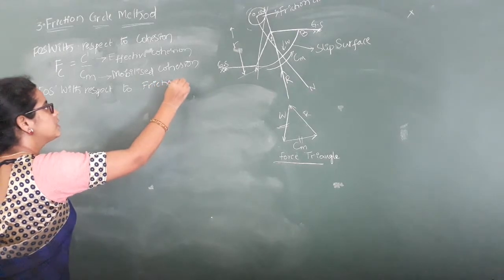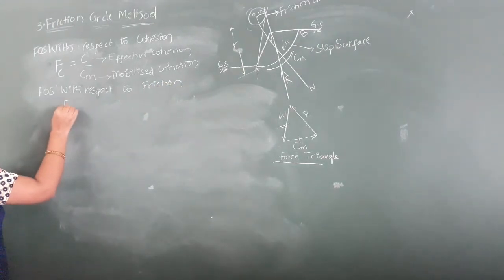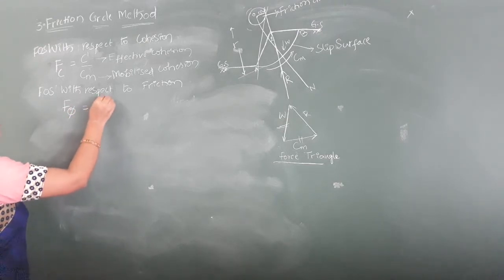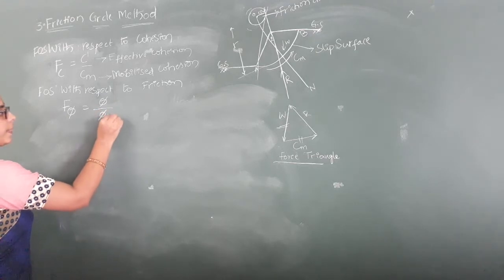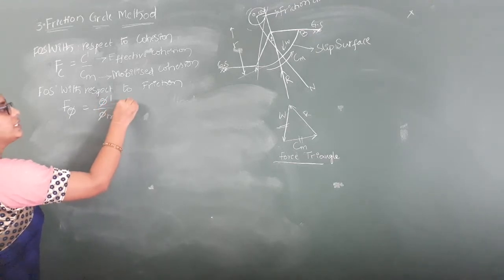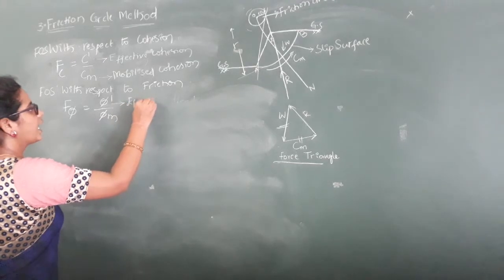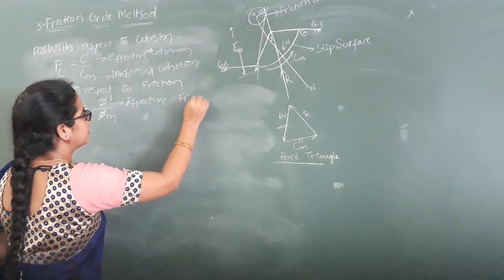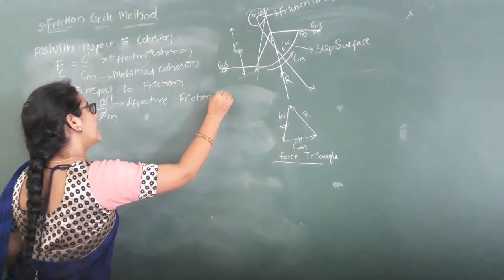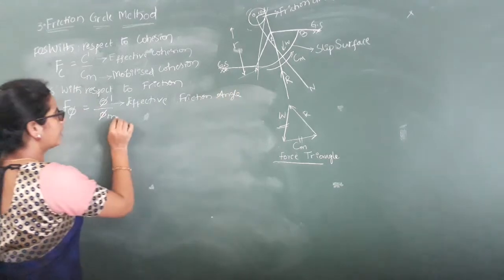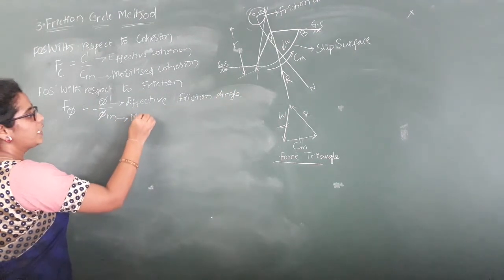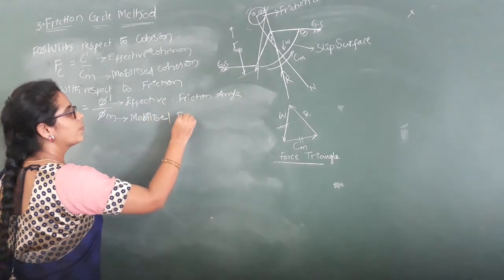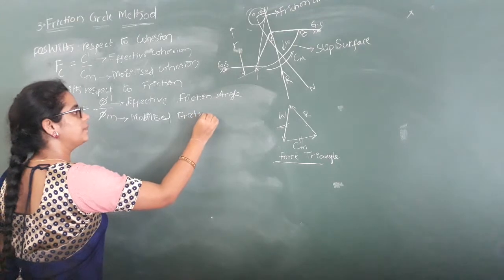So here also, what do we do? The formula for factor of safety with respect to friction, F phi, is equal to what? tan phi dash by tan phi m. What is phi dash? It is the effective friction angle. And what is phi m? It is the mobilized friction angle.